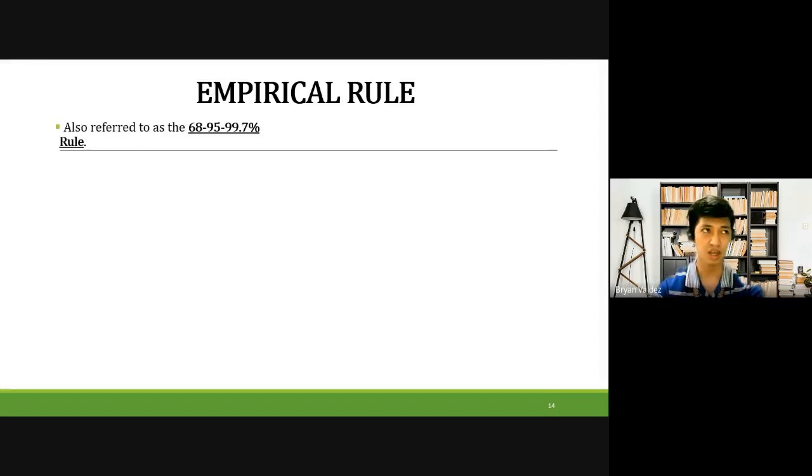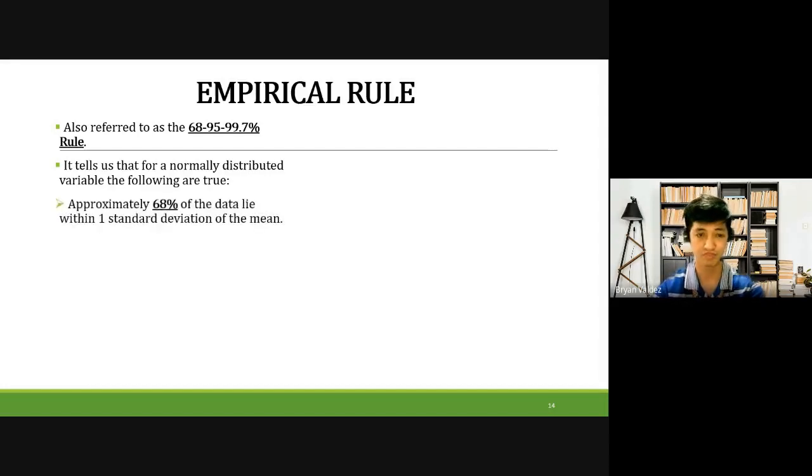So, ano yung mga rules under empirical rule? So, empirical rule, also referred to as the 68, 95, 99.7% rule. Ano yung 68, 95, 99.7% rule? So, it tells us that for a normally distributed variable, the following are true. Approximately 68% of the data lie within one standard deviation of the mean. Again, it's approximately 68%. It does not necessarily mean na kailangan eksaktong 68%, no? Approximately 68% lang ng data should lie within one standard deviation of the mean.